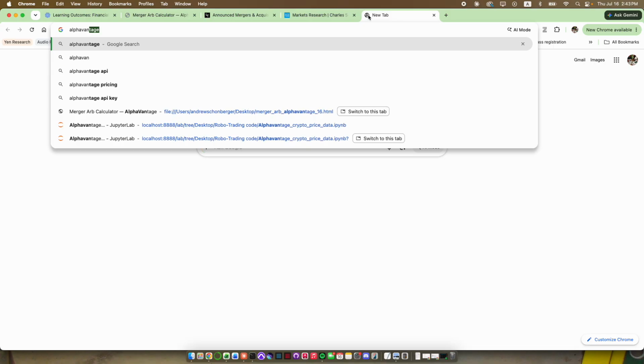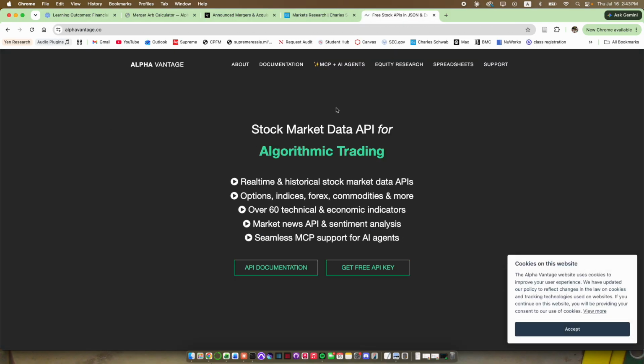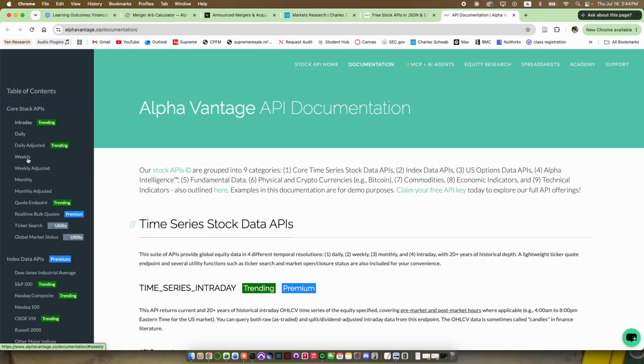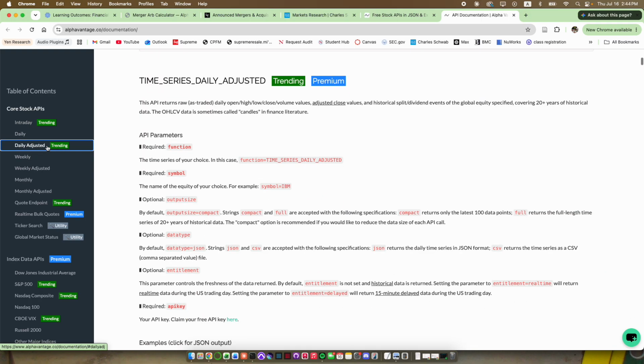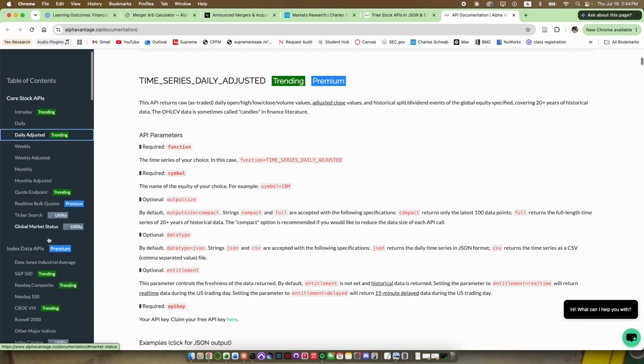AlphaVantage is a real-time data service provider for equity research, and you can use it for just stock data. What I'm using is the daily adjusted close. The calculator finds the closing data for each stock going back, I forgot how many days I set it, and it also gets the closing data from the announcement date. So for this Fox and Roku deal, it'll start calculating the spread on June 15th and tell you what the return might be.